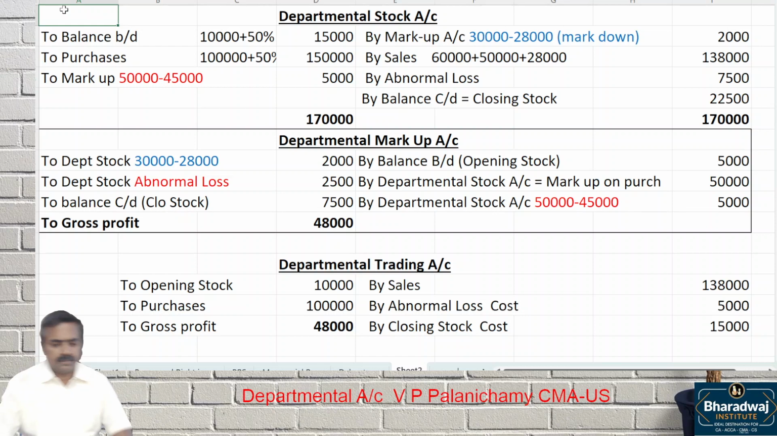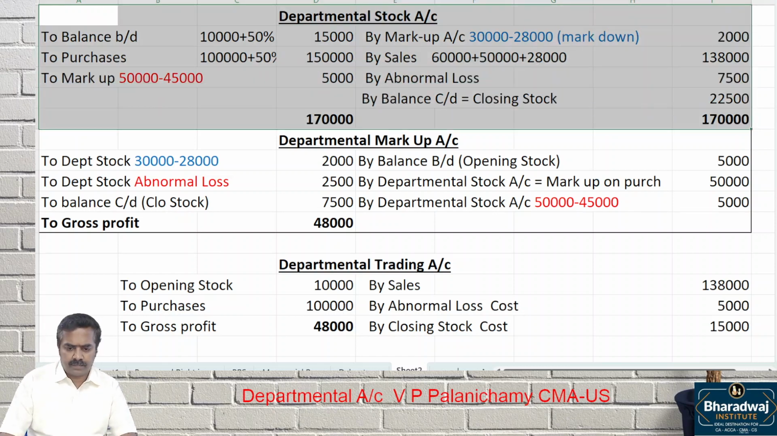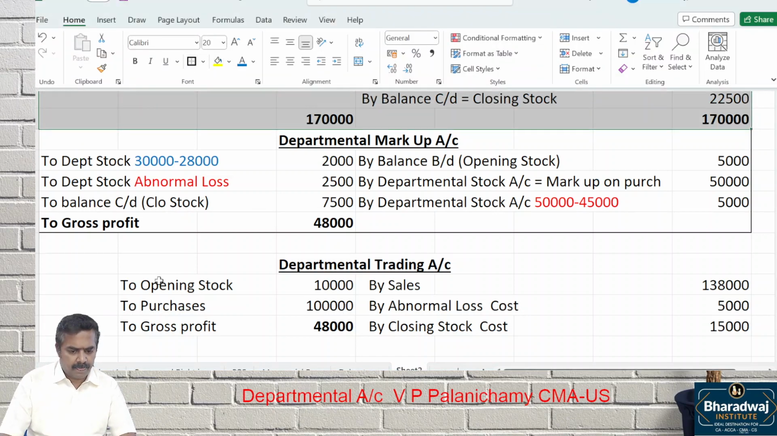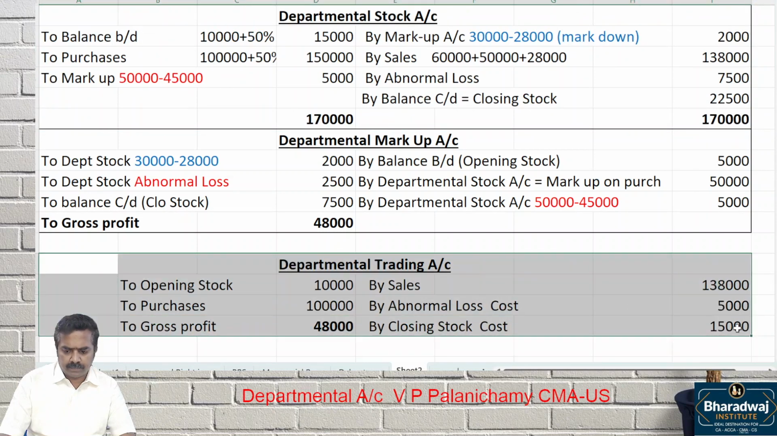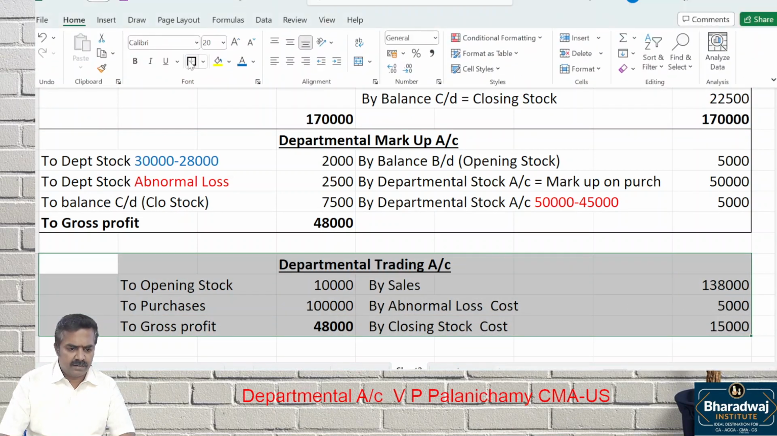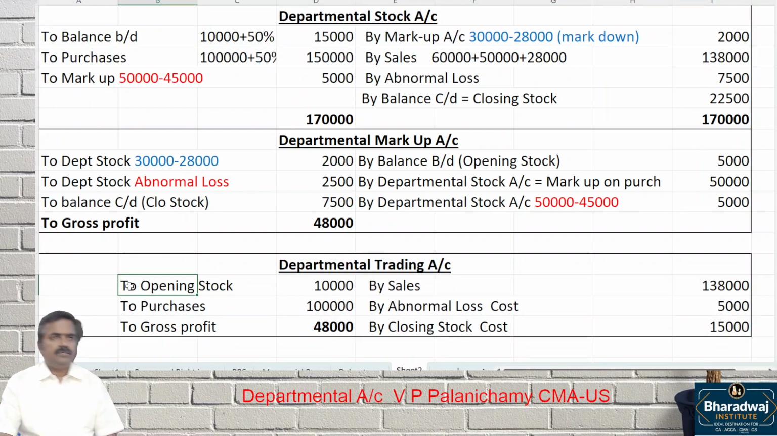Take up this. The alternate what? Oh. I think they have not asked in the last 1 year. They have not asked in May 22, November 22 also they have not asked markup and markdown. The probability is there.